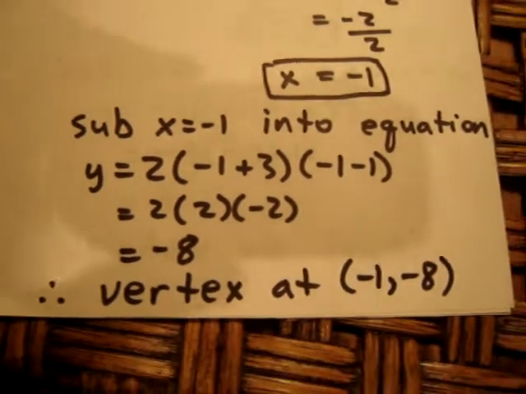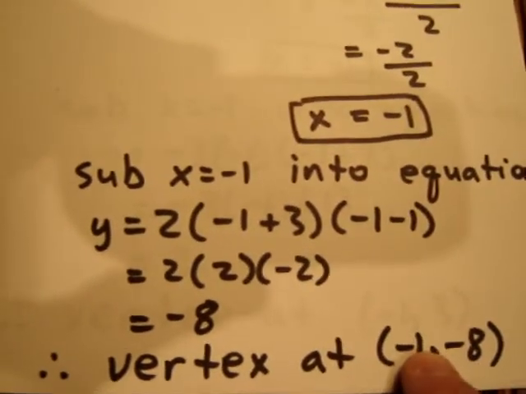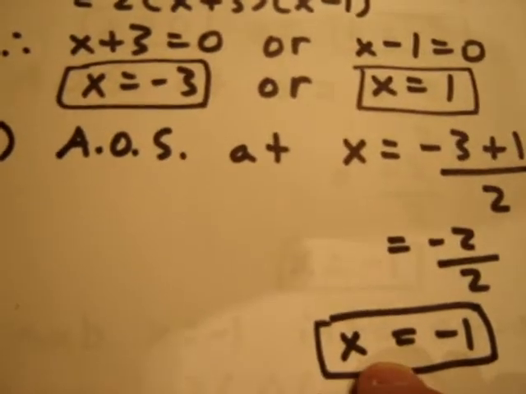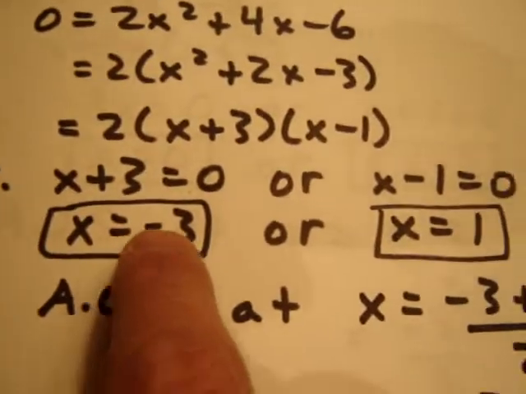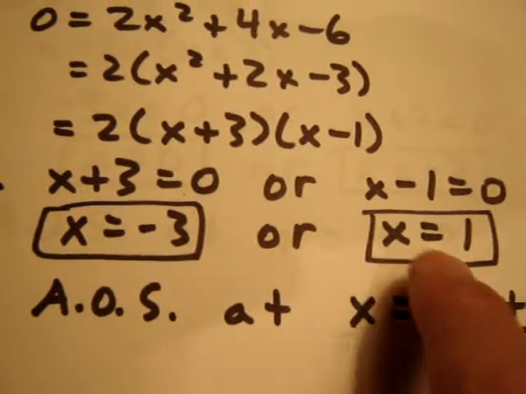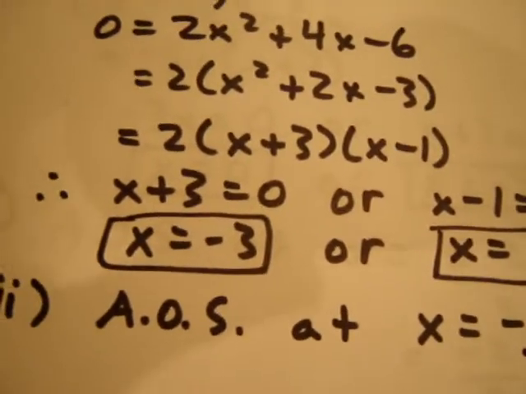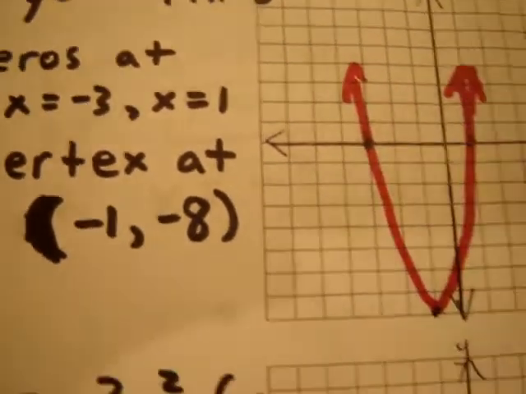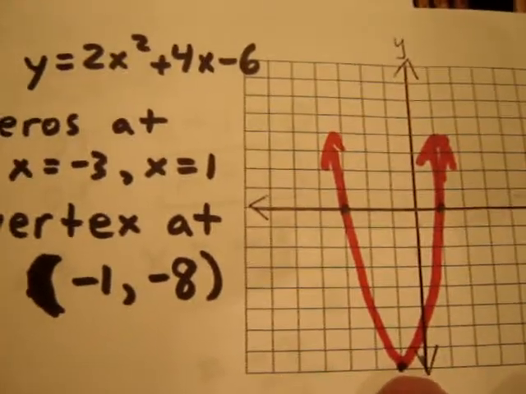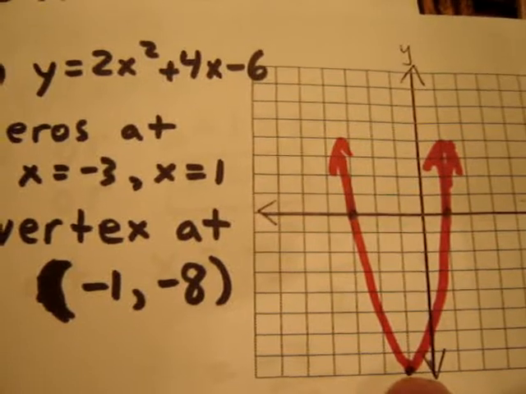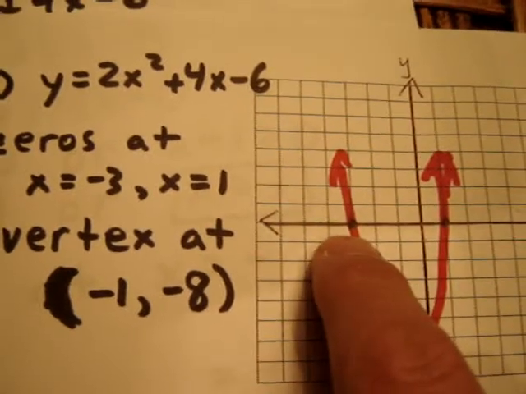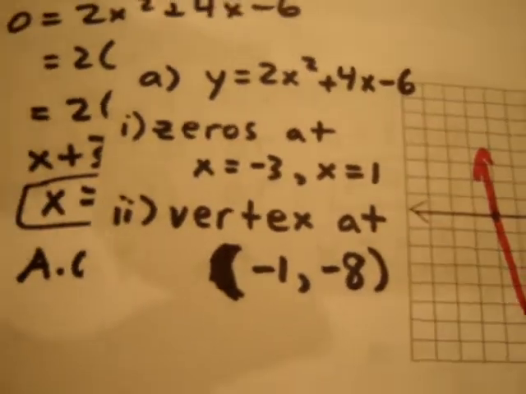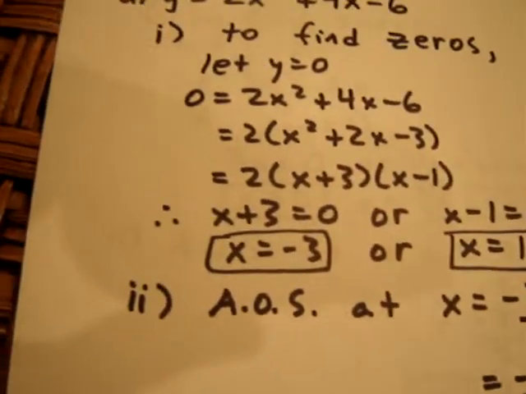So we certainly have a lot of information now. A vertex at negative 1, negative 8. Of course, our axis of symmetry at x equals negative 1, and zeros at x equals negative 3 and x equals 1. Well, I've taken the liberty of drawing the first graph. Using everything that we know, we see our parabola looks like this. We graph our vertex at negative 1, negative 8, and our zeros at x equals negative 3 and x equals 1. Alright, well, let's move on to the next question.